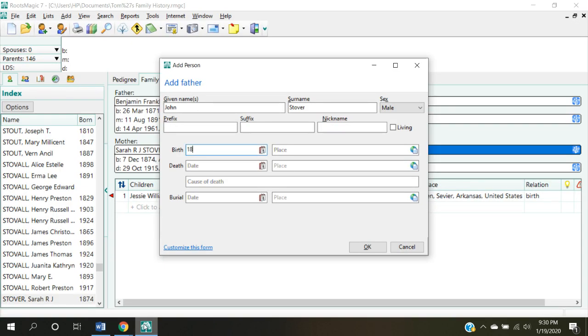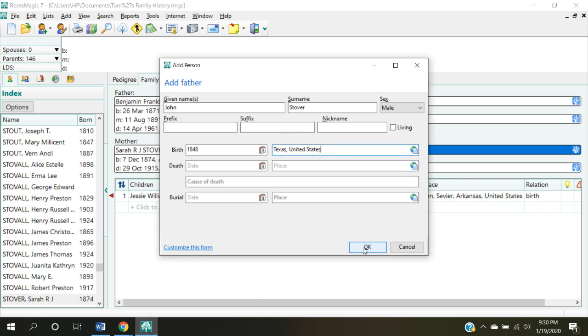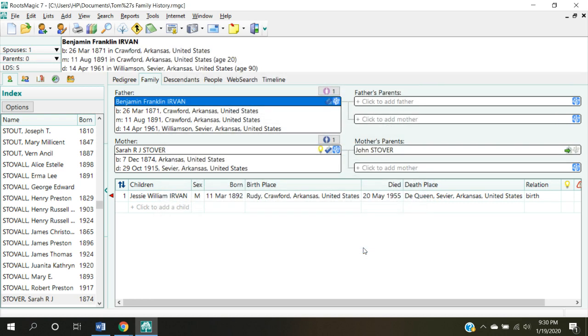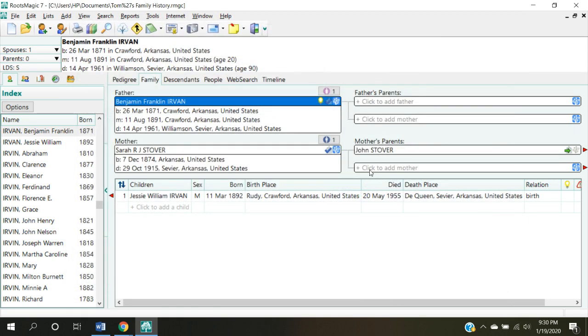And that's the basic information we need to get his work done. And we'll put Texas, United States. And that's good enough for now. We know he's dead because he was born nearly 200 years ago, about 172 years, sorry. Okay, now we're going to click on the mommy.